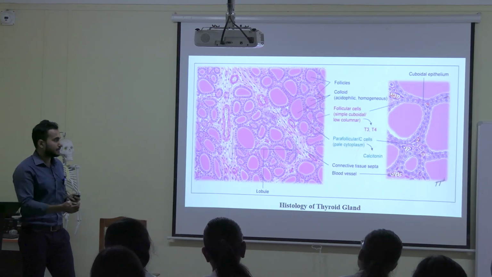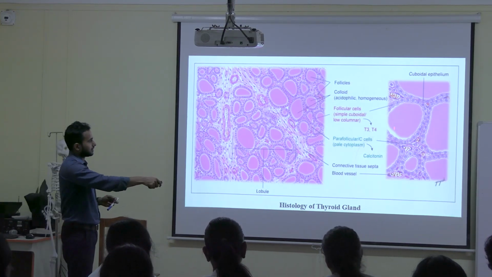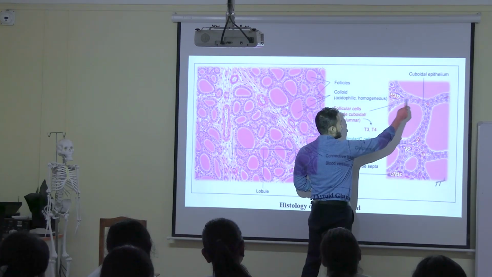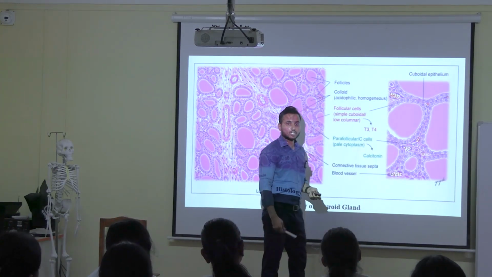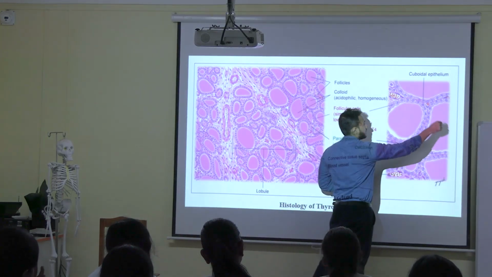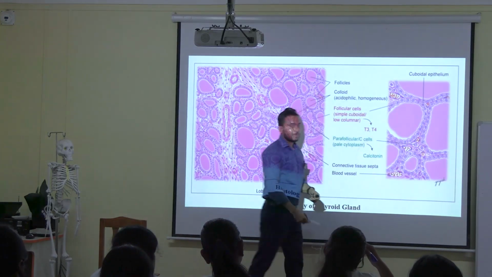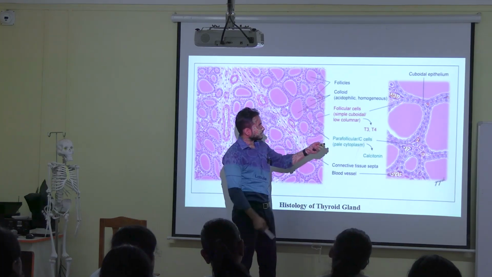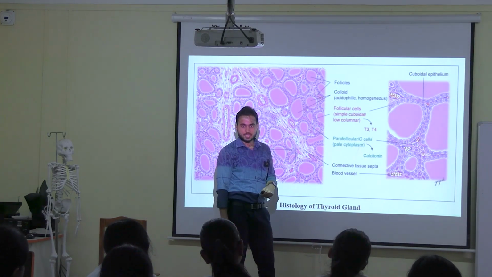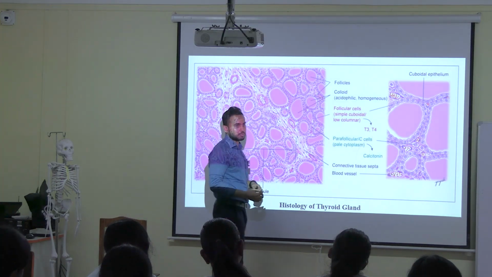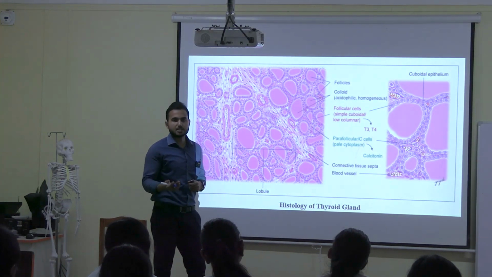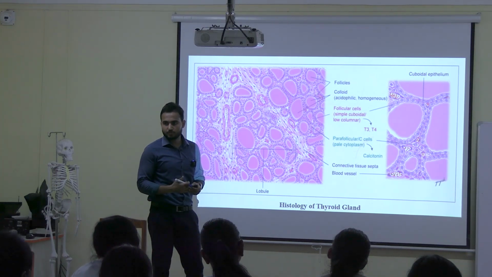Now if you go under high magnification, this is the diagram. What is this, anyone? This is one follicle. This is one follicle. This is one follicle. Now follicles are lined by which type of cells? Follicular cells. You can see follicles are lined by follicular cells. And we have studied the particular shape of the follicular cells. It changes depending on the activity of the follicles.